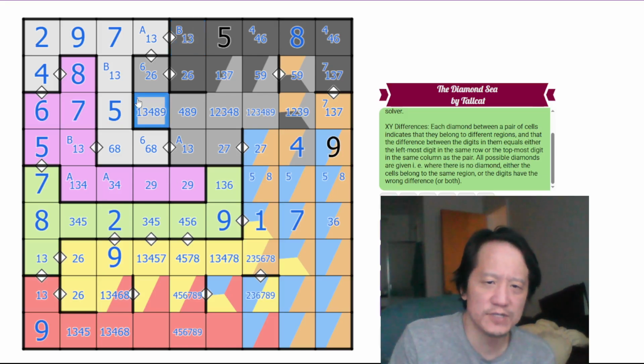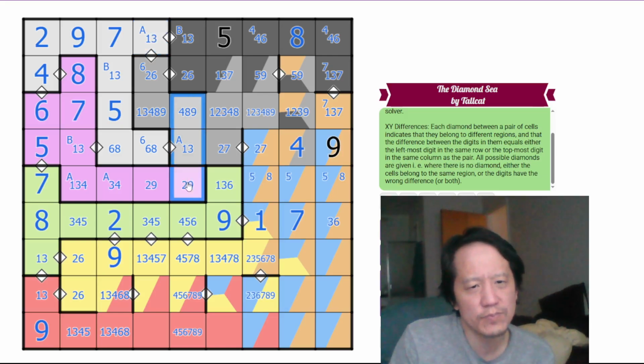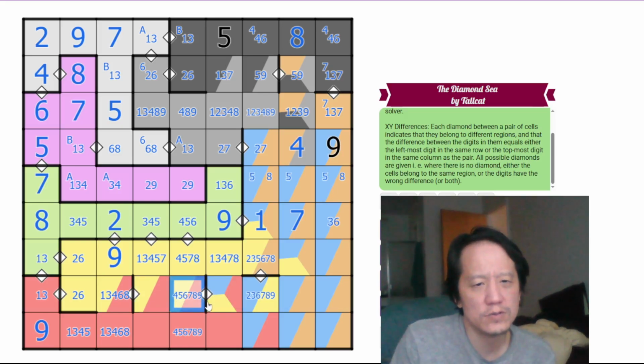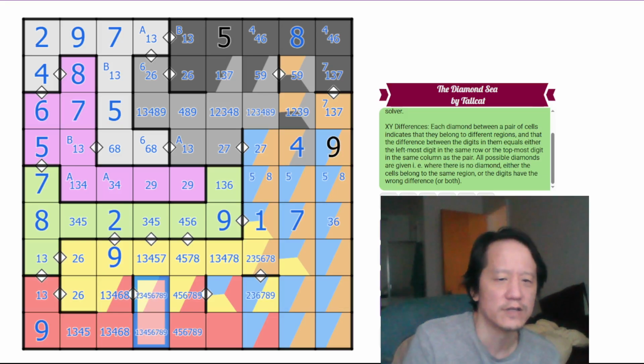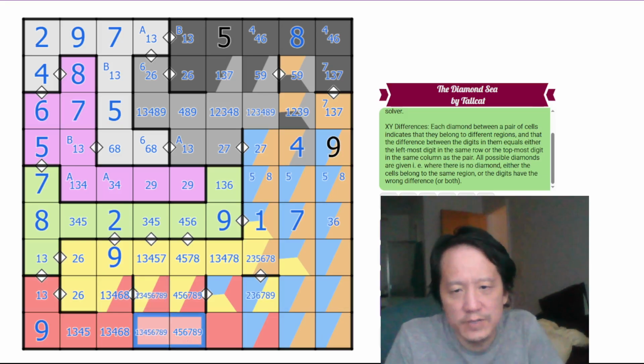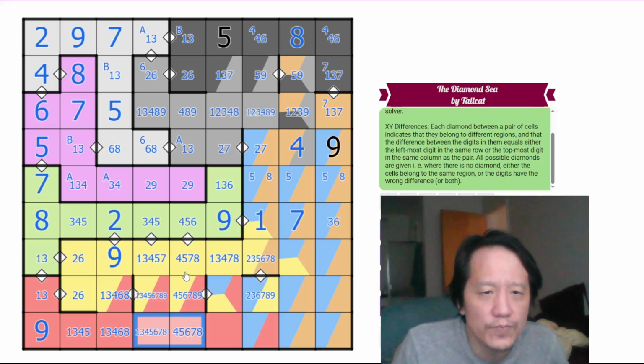Let's try this. If this is 9, that makes this 2. If this is 9, this is 2. This is 6. This is 8. This is 3. That seems okay. Okay, 4 through 9 here. These can't be 2 either. So we have 1, 3, 4, 5, 6, 7, 8. Okay, that's all of them. None of these can be 9 here.